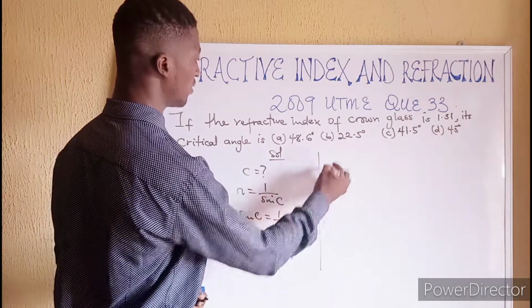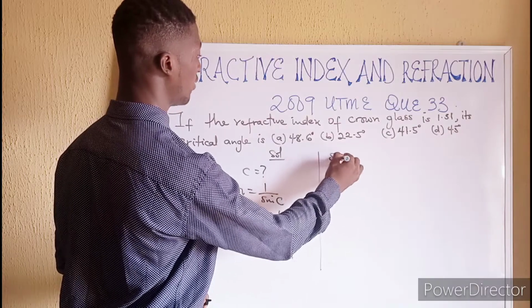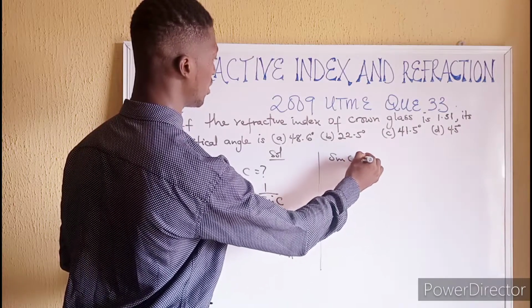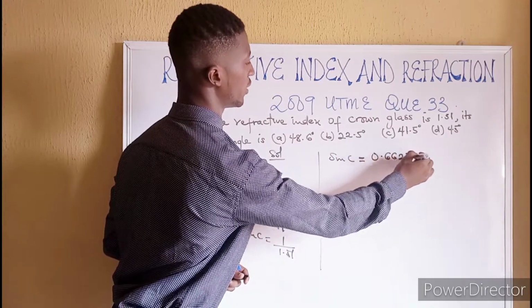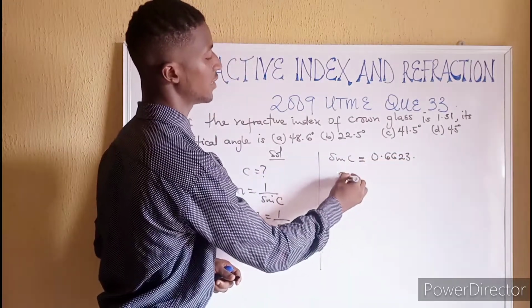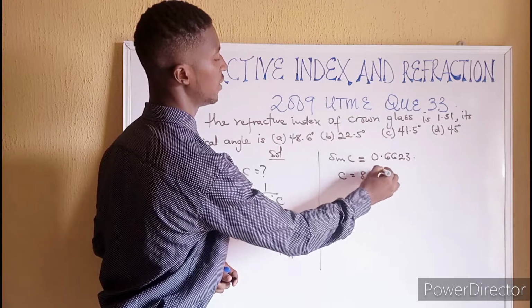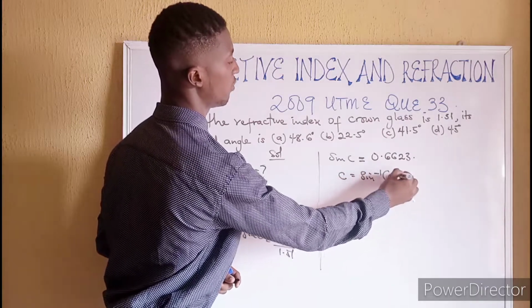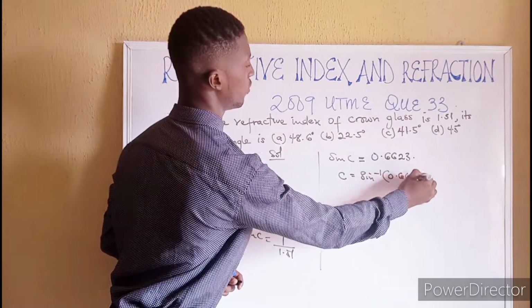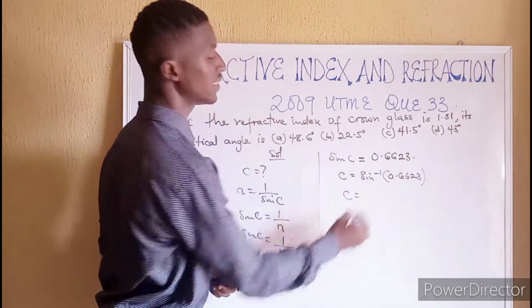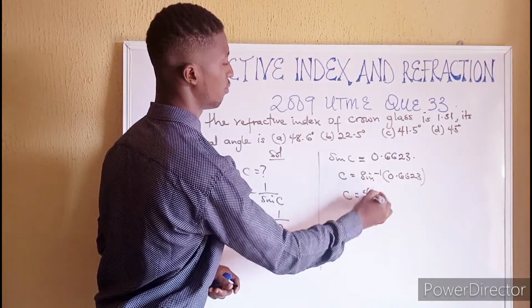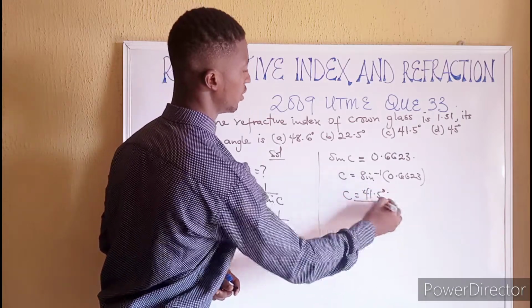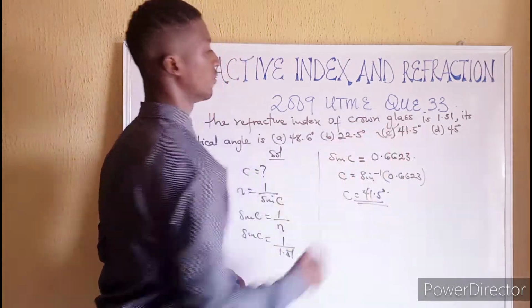When you get this value, we have that sine of the critical angle is equal to 0.6623. And here, to get our critical angle, you simply find the inverse sine of 0.6623. Here the critical angle is 41.5 degrees, and that is option C.